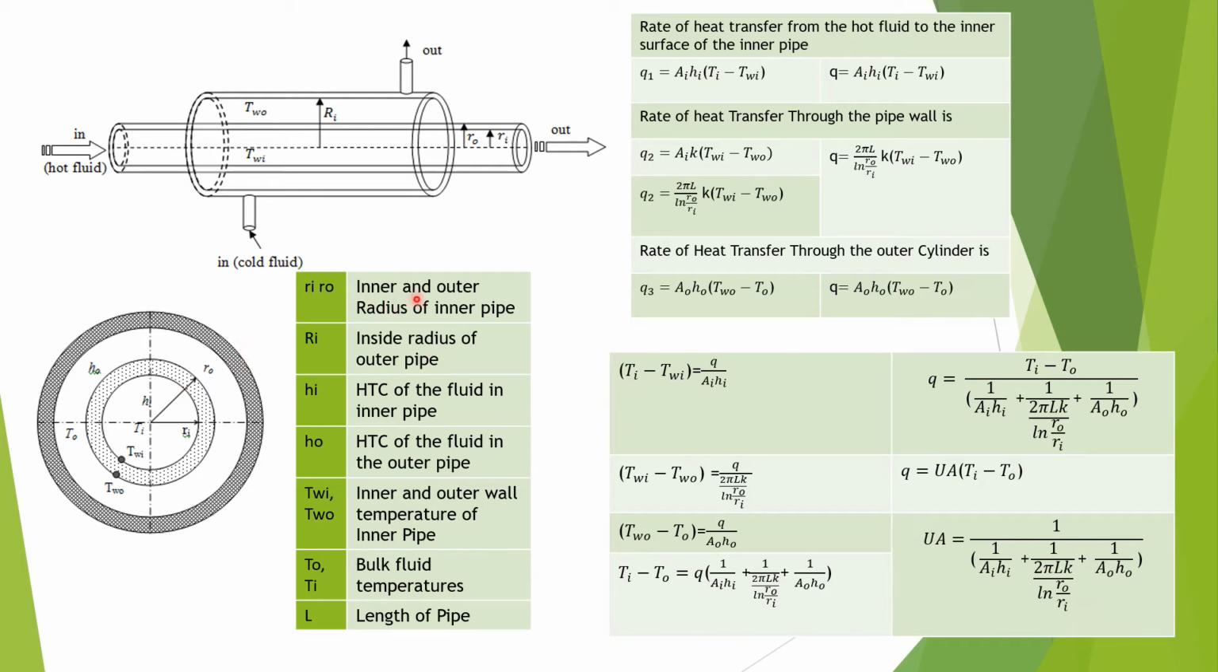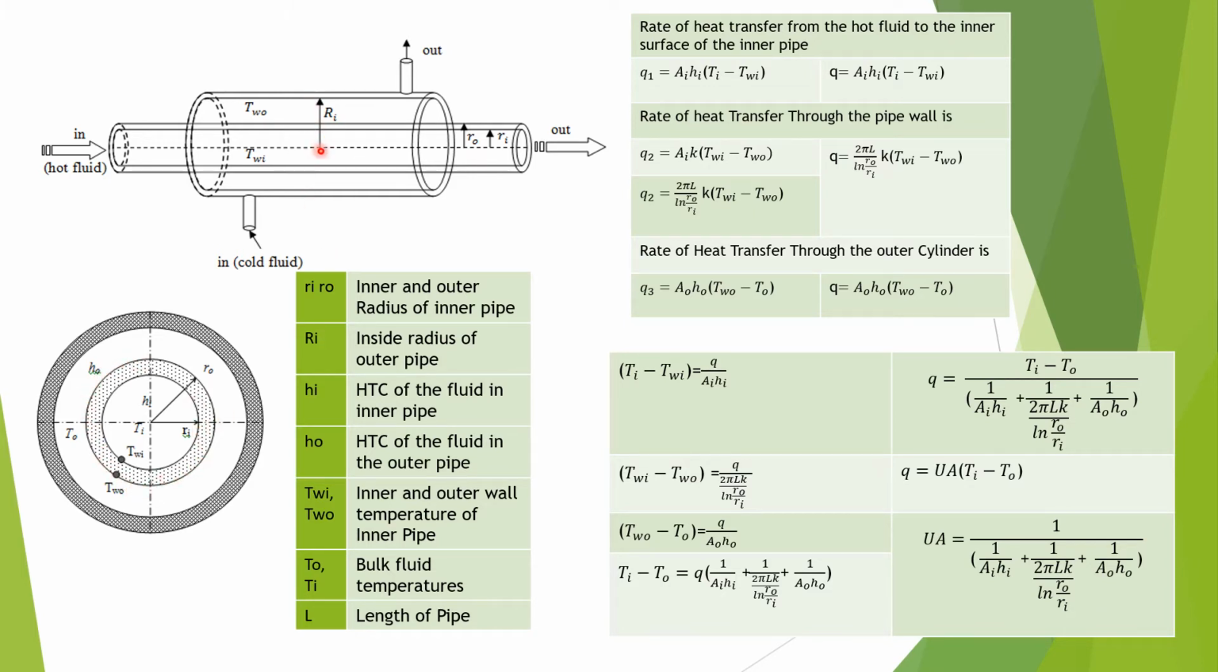So ri and ro are the inner and outer radius of the inner pipe. So when we have the values of ri and ro, we can imagine the inner pipe. We can imagine its thickness also, as ro minus ri gives us the thickness. So we can imagine the size of this pipe.